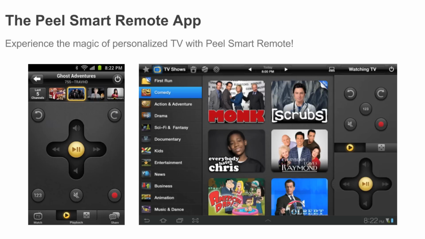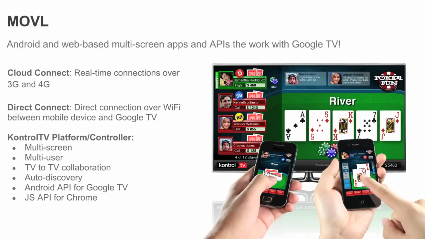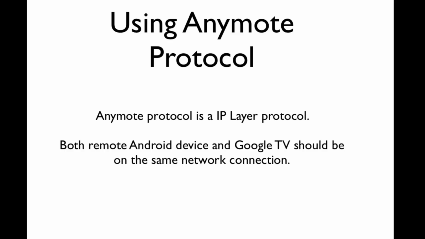The Peel Smart Remote app is a TV and movie discovery app. It lets you browse TV shows, get more information about the content you are watching, and also share it with your friends on social media. MoveAll has a few applications including the poker fun game. You can play poker with your friends in your living room. It gives you a personal experience on your handheld device, and on TV you have the shared experience, which is the poker table.